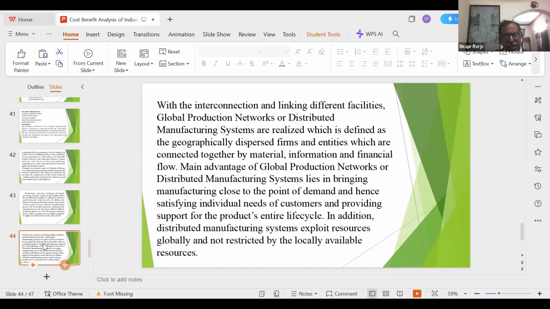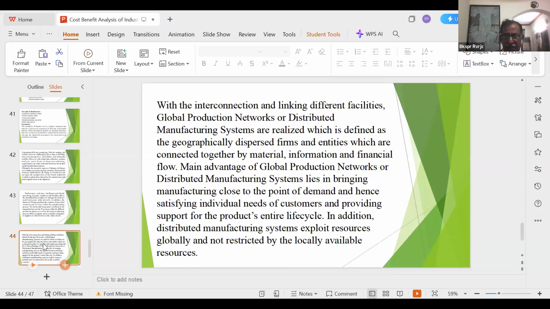With the interconnection and linking of different facilities, global production networks or distributed manufacturing systems are realized, which is defined as geographically dispersed firms and entities which are connected together by material, information, and financial flow.